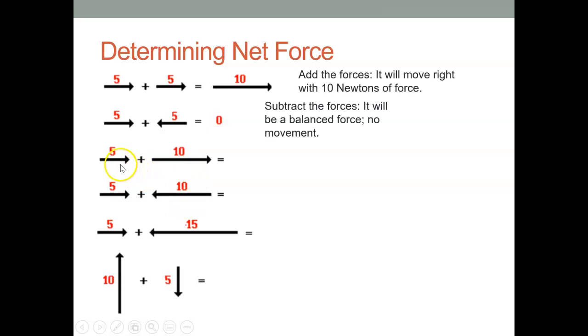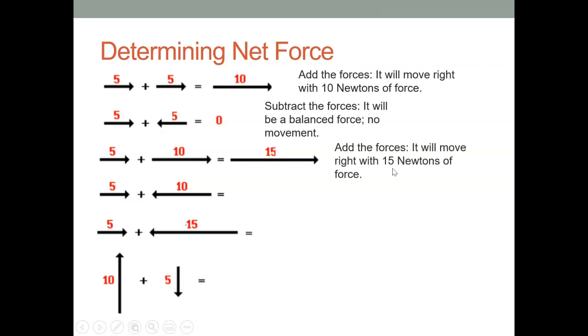Now you are creating a balanced force and no movement will occur. The third example, 5 to the right plus 10 to the right is 15 to the right. Now you are going to have that force moving to the right with 15 newtons.